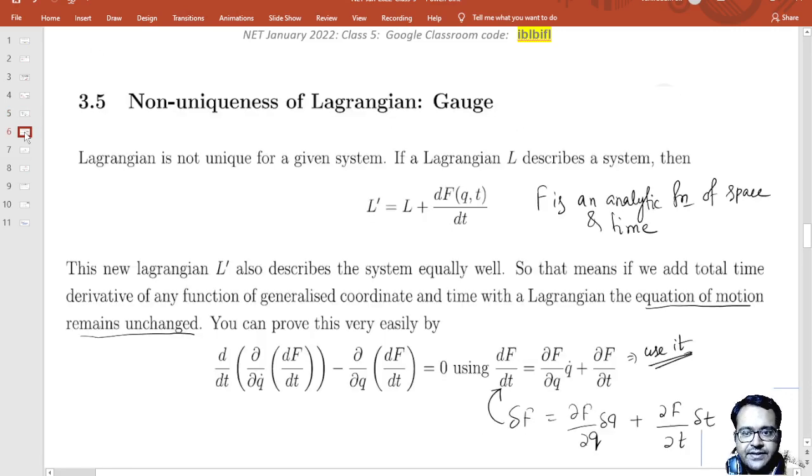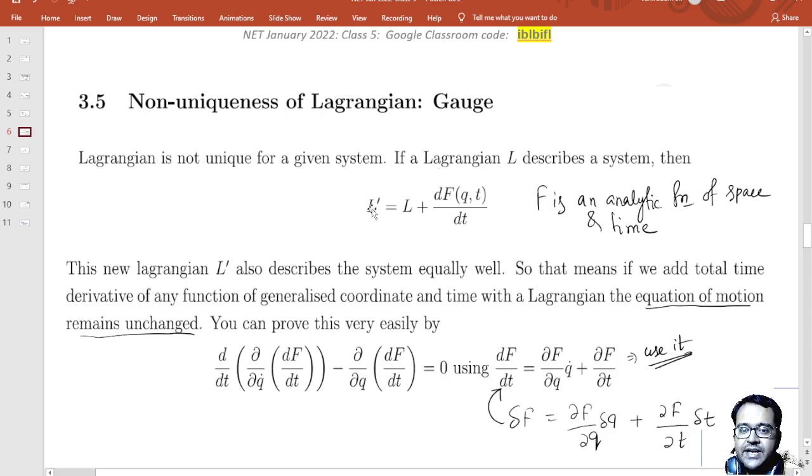Now, in our next slide, we have another important aspect of the Lagrangian, which is the non-uniqueness of the Lagrangian. What is non-uniqueness of the Lagrangian? For a particular system, the Lagrangian is not unique, meaning many different Lagrangians may describe the same system. If you have one system, say you are just running, your state of run might be represented by 3-4 different Lagrangians.